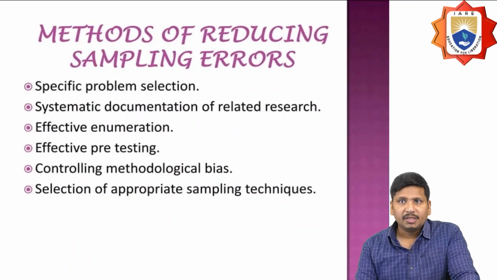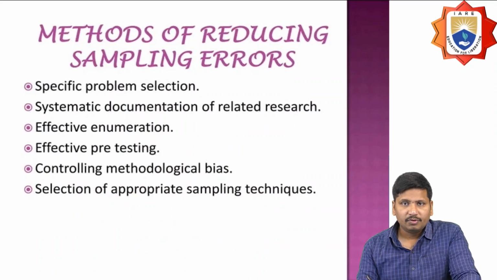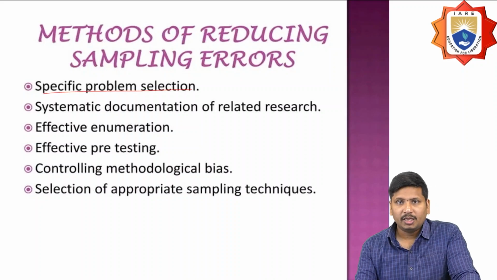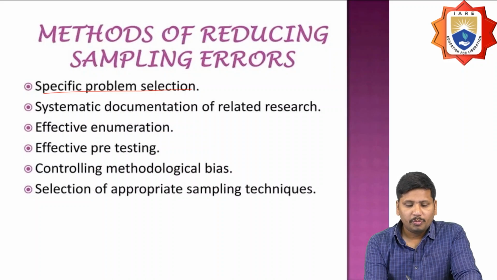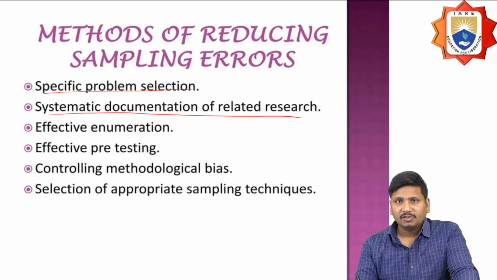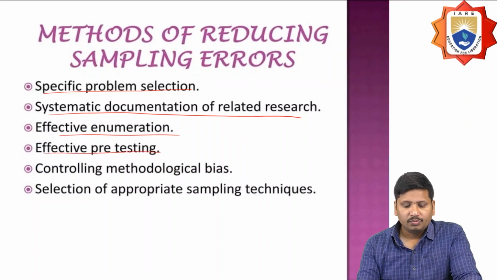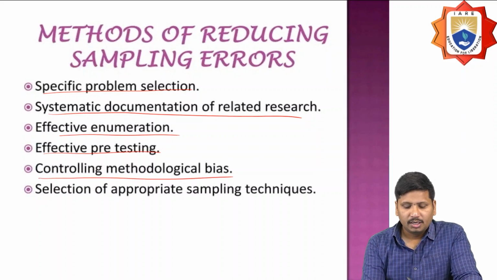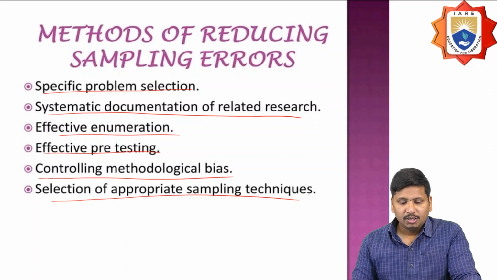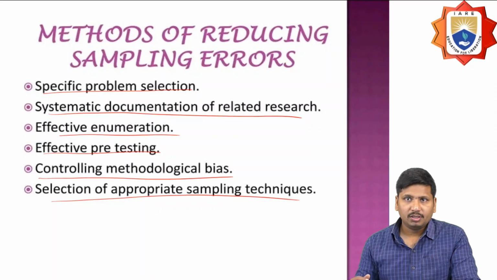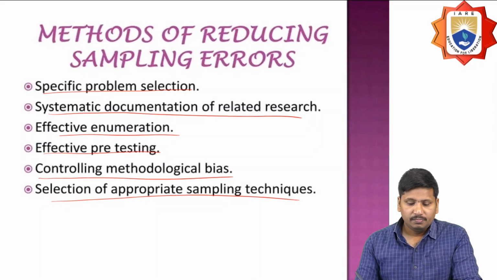So what are the various methods of reducing the sampling errors? First one is the specific problem selection. Based on that, we have to choose what type of method is going to be applicable, and then systematic documentation of related research and effective enumeration and effective pre-testing, and then controlling methodological bias and selection of appropriate sampling techniques. So these are the various methods that are available for reducing the sampling errors.